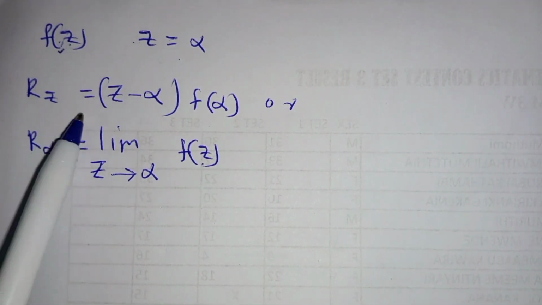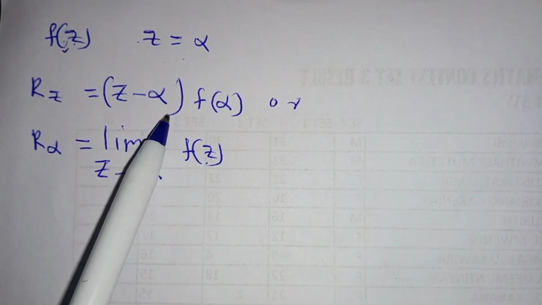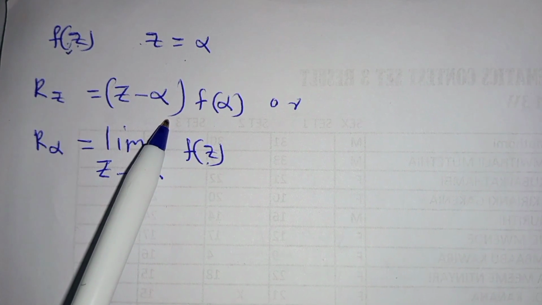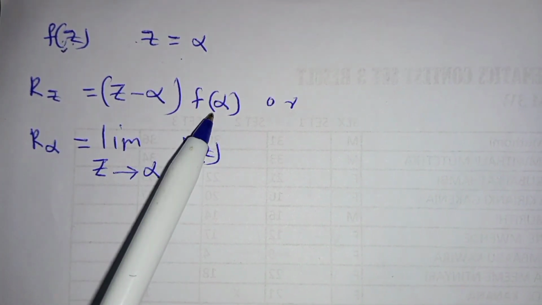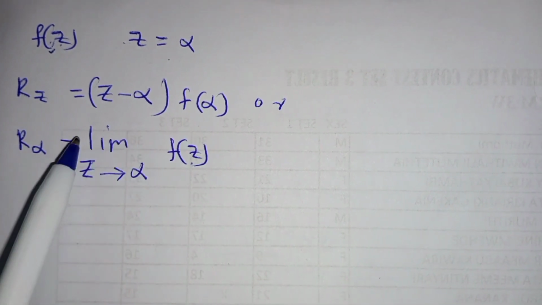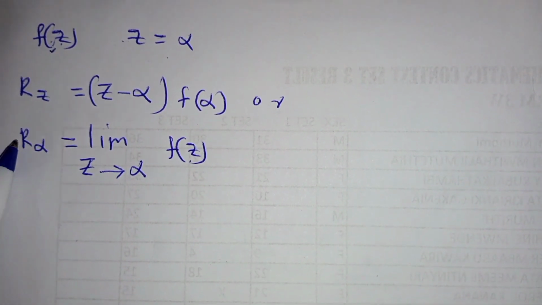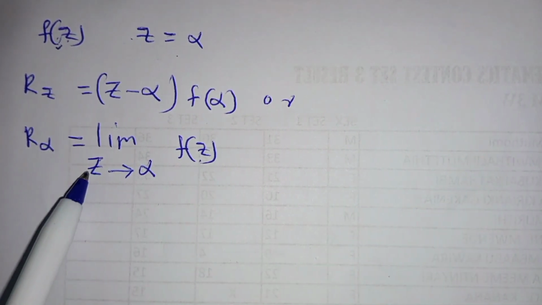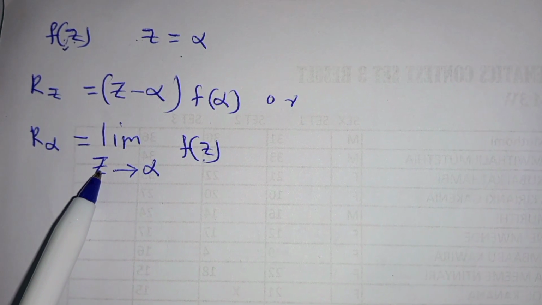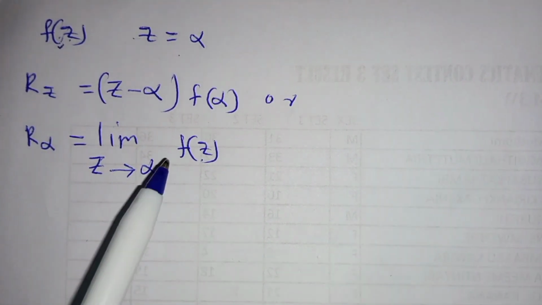R of z is equal to (z minus alpha) multiplied by f of z, or it can be given by the residue, which is equal to the limit as z tends to alpha of f of z.